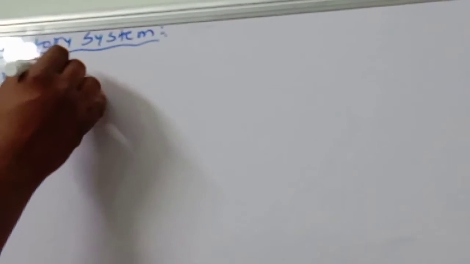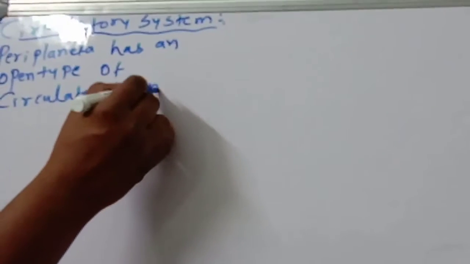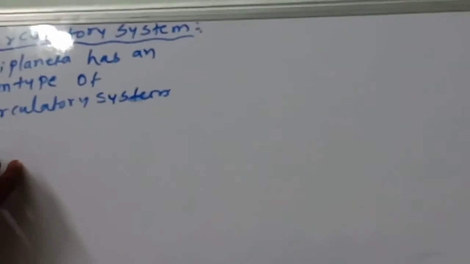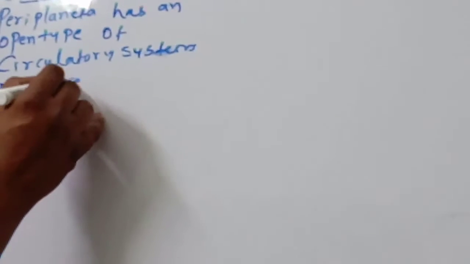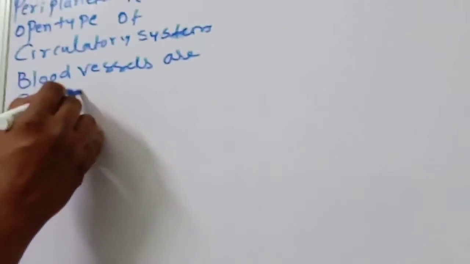First, Periplaneta has an open type of circulatory system. This is important. Next point, blood vessels.